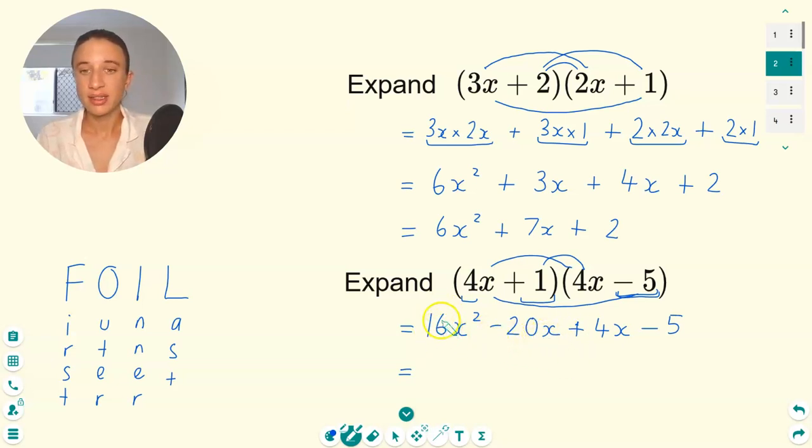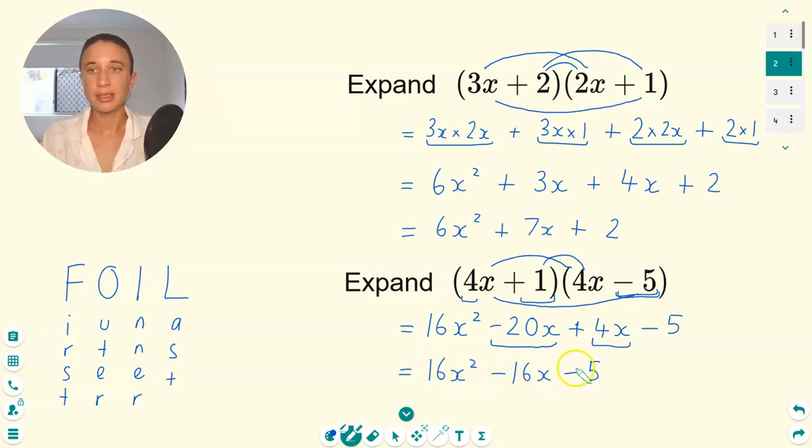So I'm going to write down the 16x squared. There's no other like terms there, but there is like terms in the middle. And again, you have to take that sign out the front. Negative 20 plus 4, well, it's getting more positive, but it is still actually negative. Negative 16x, and take 5 on the end. So that is it expanded.